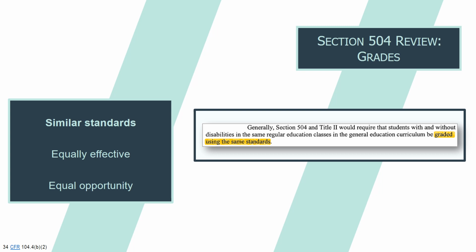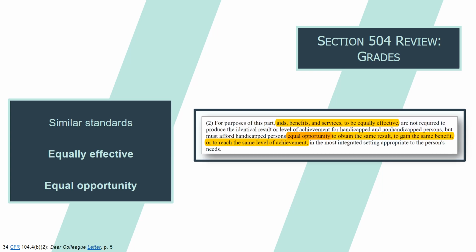OCR described that students with and without disabilities in the same classes and with the same curriculum should be graded using similar standards. The school or charter will review, evaluate, and make adjustments to ensure access to the educational program and an equal opportunity to obtain a similar result, benefit, and level of achievement as compared to students without disabilities. Section 504 plans need to be developed by a team, be data-based, and target a student's needs.